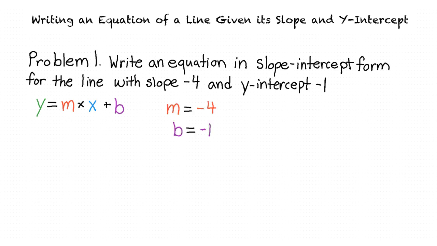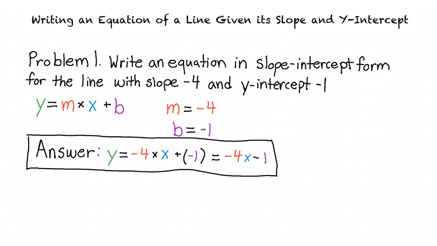Knowing this, we can substitute our values for m and b into our equation. So the final form would be y equals -4x minus 1. That's exactly right. Let's try one more problem.